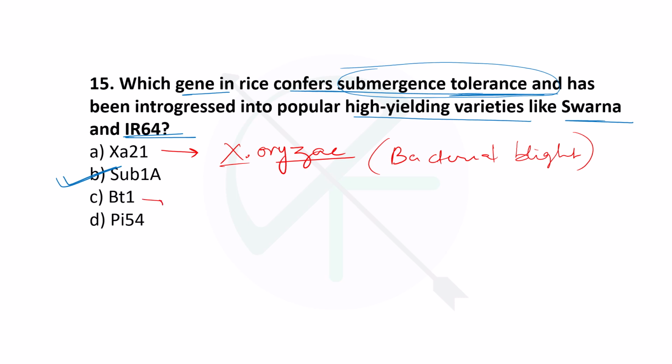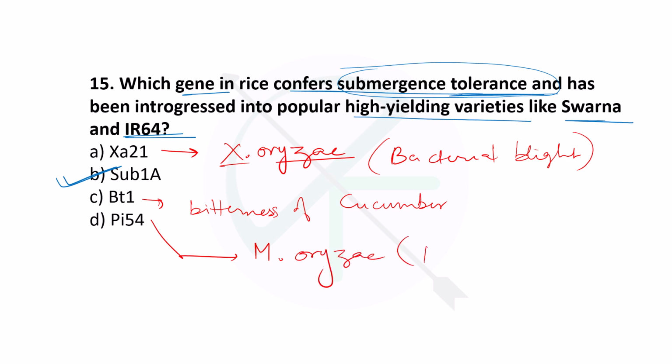Now BT1 is a completely different thing. It is a dominant gene responsible for bitterness of cucumber. And PI54 provides resistance against Magnaporthe oryzae, which causes rice blast. So option B is the right answer here.